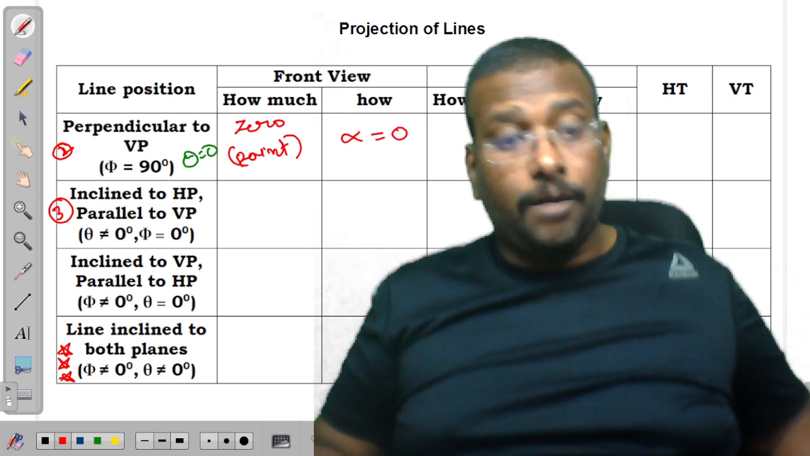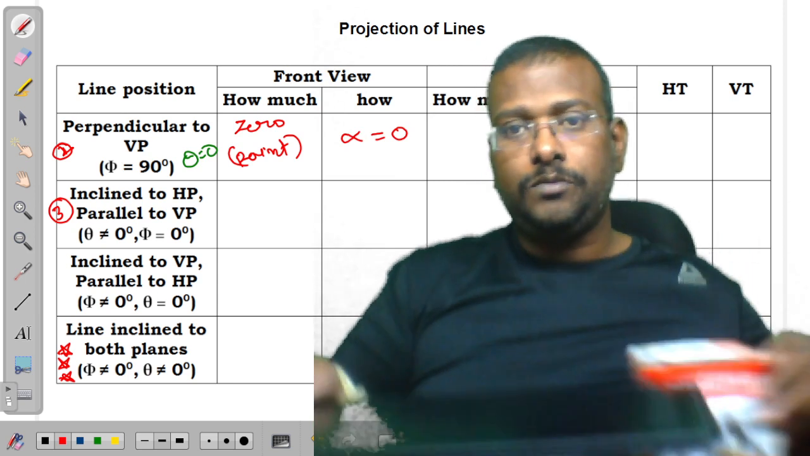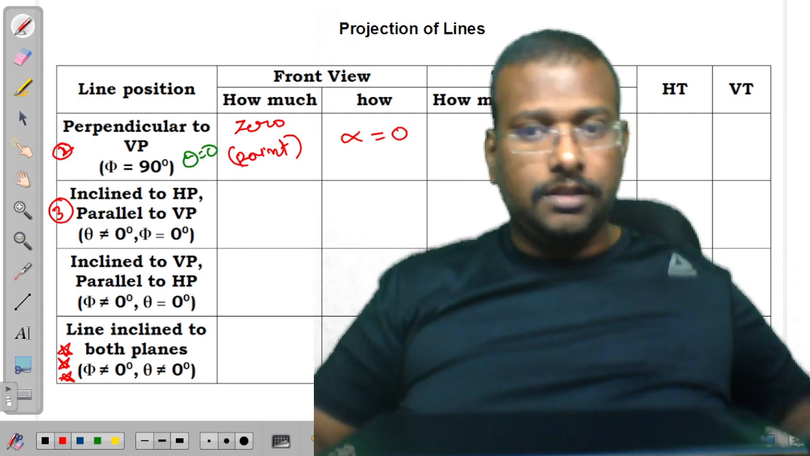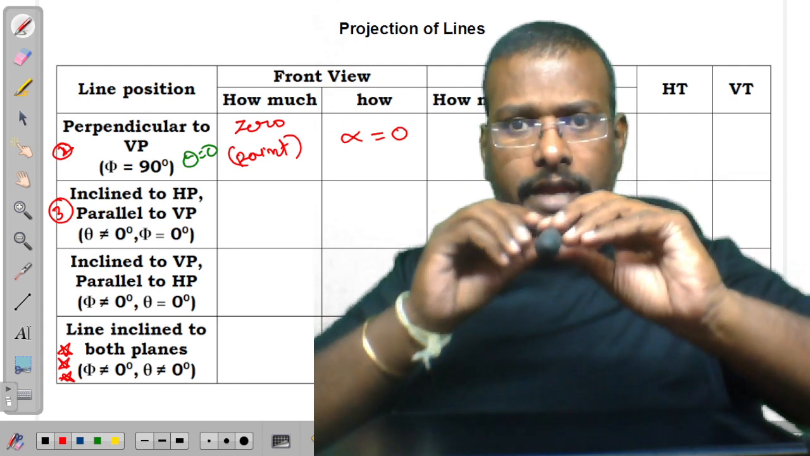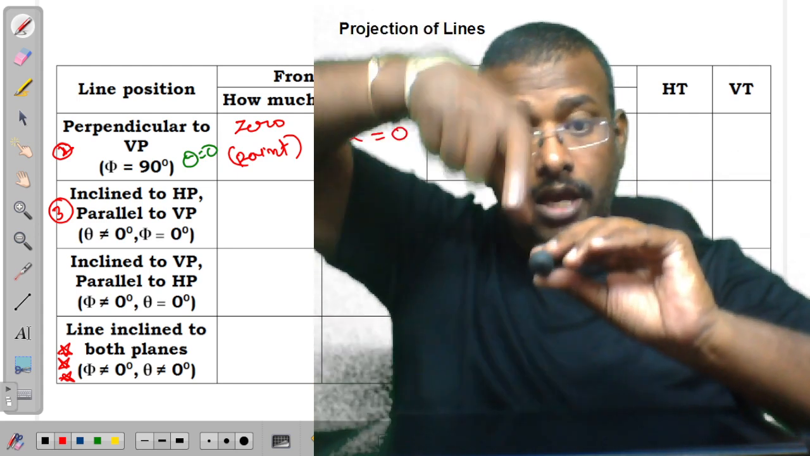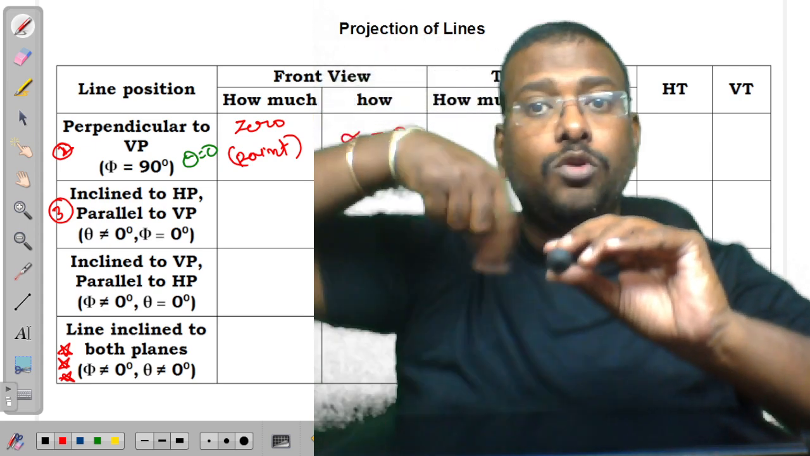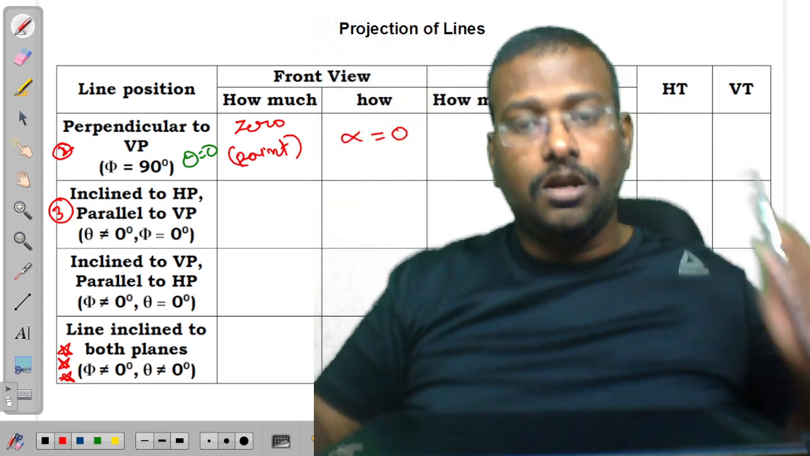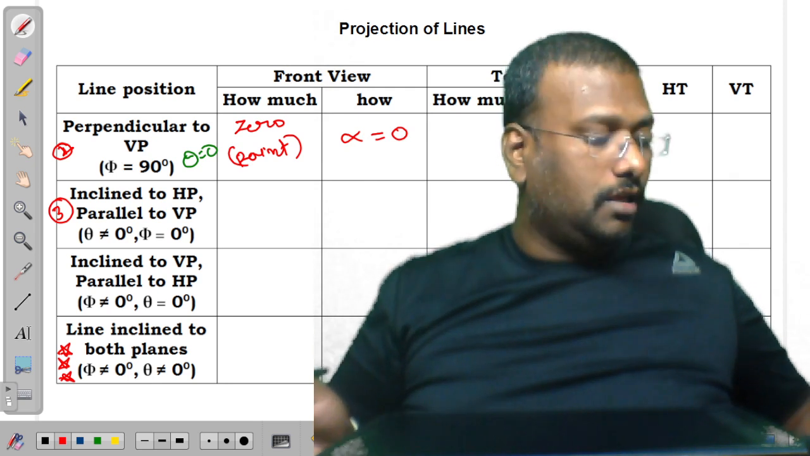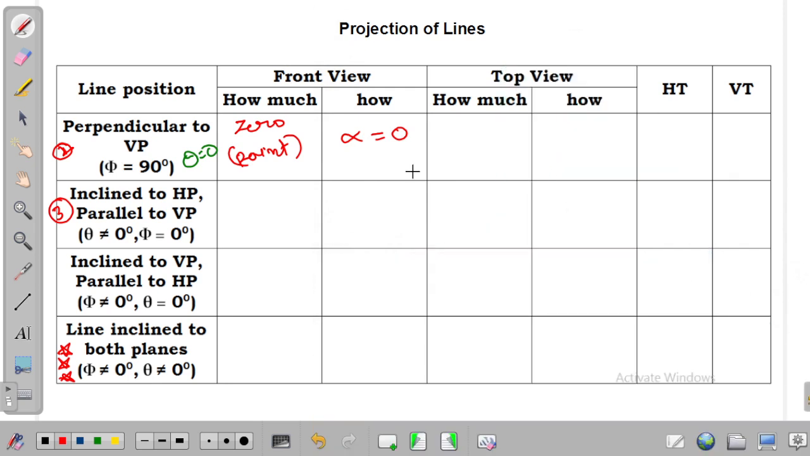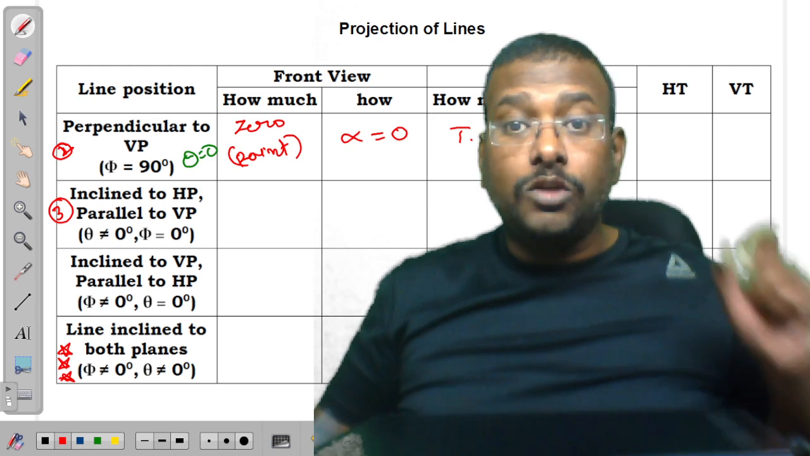Good. But the top view, all of you observe. So this is the line. You keep the pen like this, then you can get the clarity. If you observe from the top view, you are going to get the true length. Therefore, how much does it appear? It is going to be the true length. Clear? But we have to know how it is.